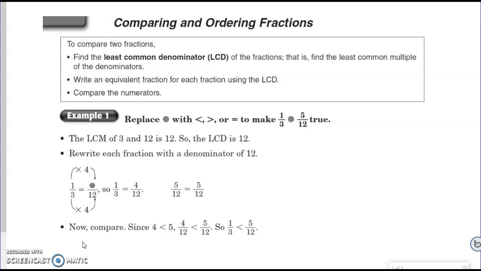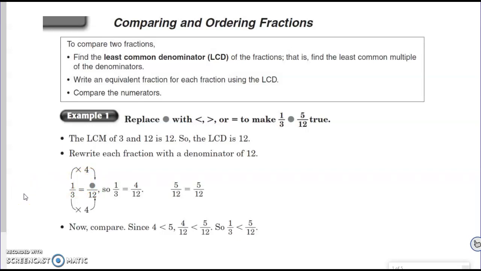So in this case, my denominators of the fractions I'm comparing are 3 and 12. It's very easy to change a 3 into a 12, since 12 is the least common multiple. So you can see here that that's how they started. They multiplied 3 times 4 to be 12. And again, anything you do to one part of the fraction, you need to do to the other. So we need to multiply the numerator by 4 as well. So 1/3 has been turned into 4/12.